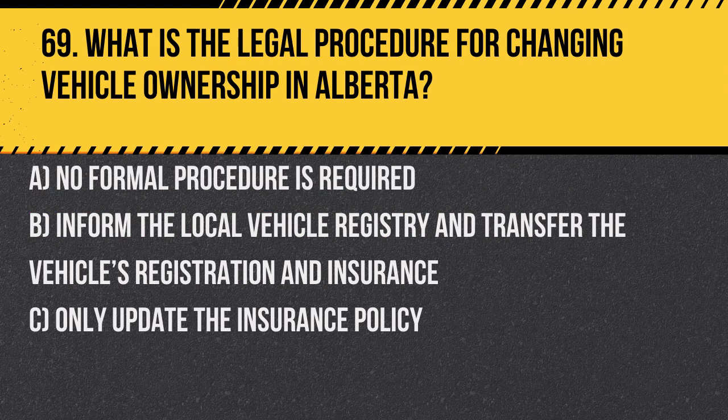Question 69. What is the legal procedure for changing vehicle ownership in Alberta? A. No formal procedure is required. B. Inform the local vehicle registry and transfer the vehicle's registration and insurance. C. Only update the insurance policy. Answer: B. Inform the local vehicle registry and transfer the vehicle's registration and insurance. Properly transferring ownership requires updating both registration and insurance to reflect the new owner.